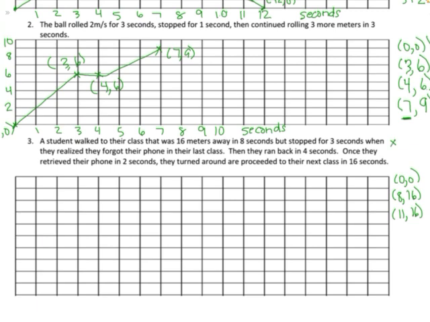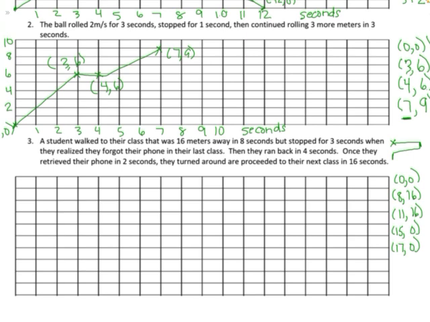It says they forgot their phone and they went back to their last class. So if you think about it, here's where they started, and now they went 16 meters. They stopped, and now they're fixing to go back to get their phone. And it says they make it back in 4 seconds. So my next coordinate is going to be 11 plus 4, which gives me 15. And they're going back to where they came from, so that's going to be 15, 0. It says it took them 2 seconds to get their phone, so they're stopped for 2 seconds. So add 2 seconds to your 15 seconds, and their distance has not changed, so it's still going to be a 0.